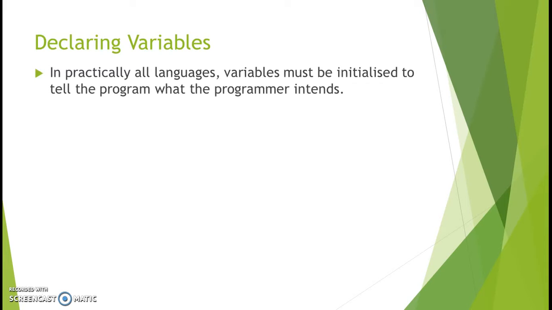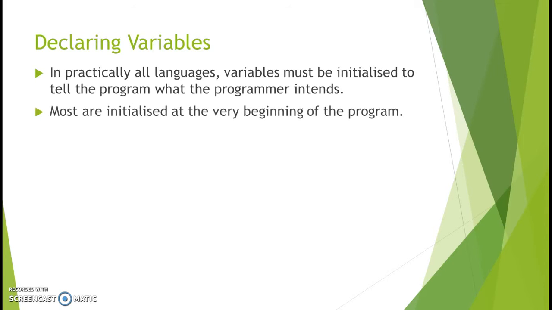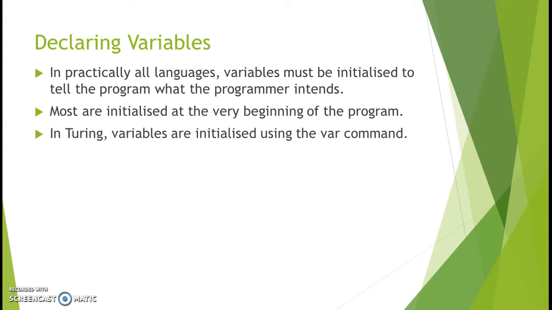Okay, so again, to avoid confusion, in every programming language we have to declare variables. So variables have to be initialized to tell the program what the programmer intends to use them for. And the most common approach to this is to initialize variables at the beginning of a program. This is not strictly necessary, and there may be times when you'll decide that it's not appropriate to do that. But for the most part, people will do this, declare all their variables up front.